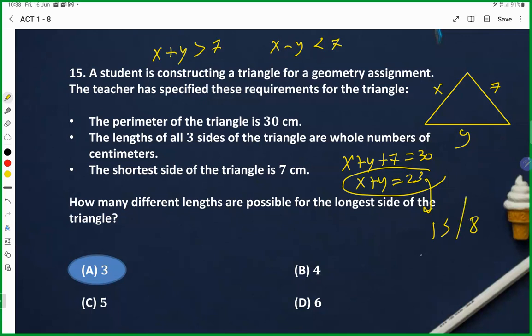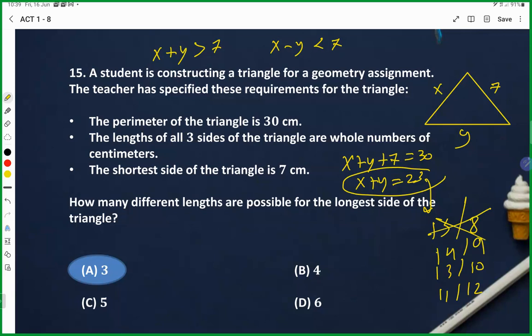We have this combination, and we have also 14 and 9, 13 and 10, and 11 and 12. So, if one side is equal to 15, the other side is equal to 8. 15 plus 8 is greater than 7, true. 15 minus 8 is less than 7? No, it equals 7. So this choice is banned. Let's close this case.